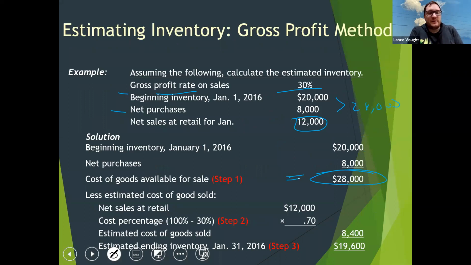The next step is to calculate the cost ratio. So if you know gross profit is 30%, then your cost ratio is 70%. So then you multiply that 12,000 times 0.7, which gives you $8,400. And then to calculate the estimated ending inventory value, you just subtract the 8,400, which is the cost of goods sold, from the 28,000. And it turns out that the value of our inventory at the end of the year, or at the end of the month, is $19,600.